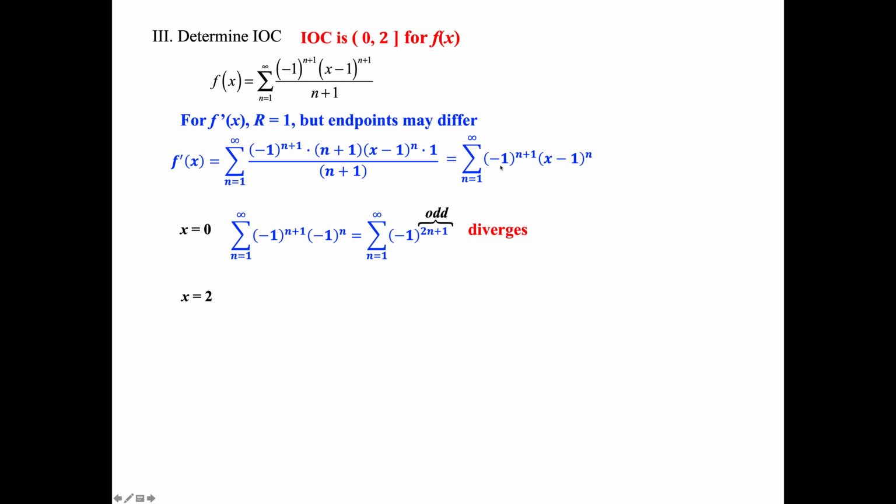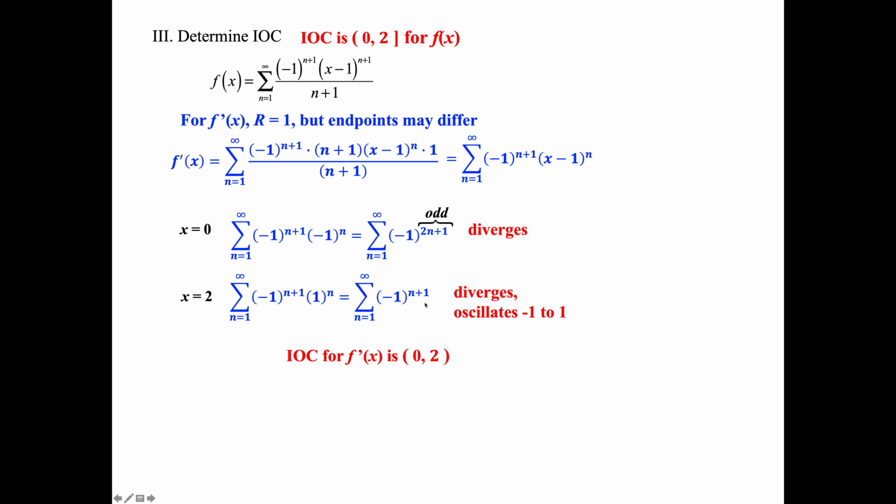We test the 2. 2 minus 1 is 1. So again, 1 to the n power is not going to make a change to anything. So it's -1 to the n power. So this is going to oscillate from being a positive to a -1 back and forth. So that diverges. So in this case here, your endpoints are going to have open intervals for the derivative of our power series, of our f of x, if you will.